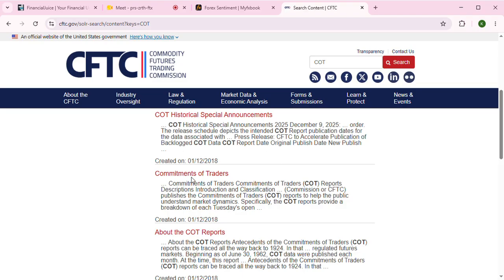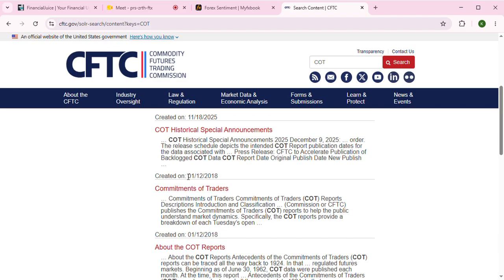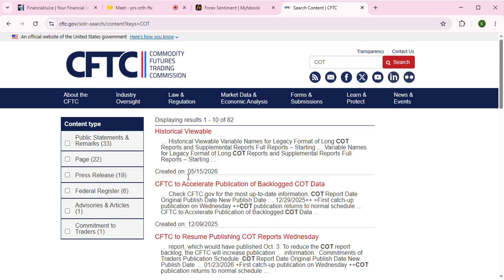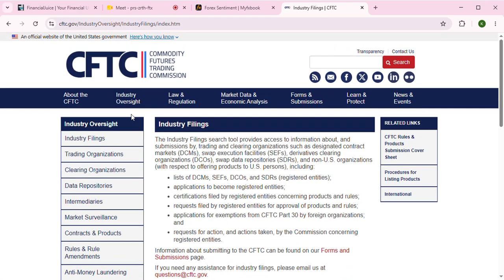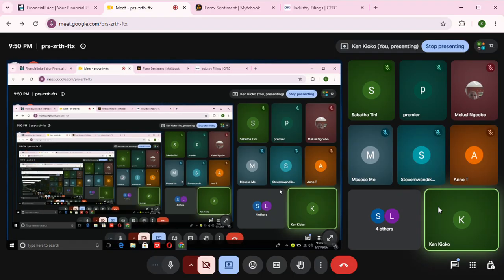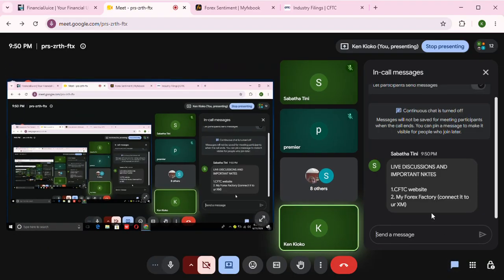So COT, that is what it stands for: Commitment of Traders. I don't know why this one is not showing me the right page. Let me search for the CFTC website, my Forex Factory.